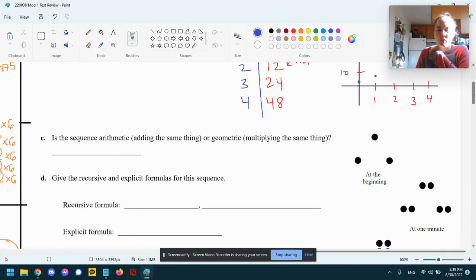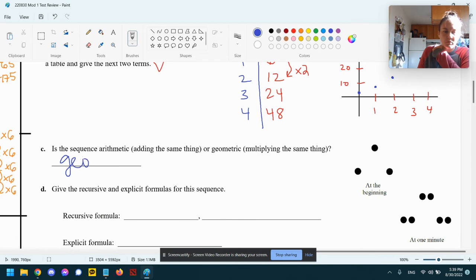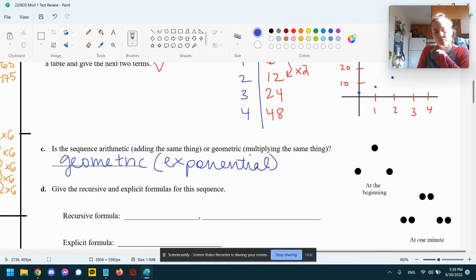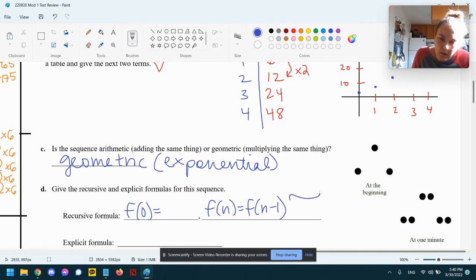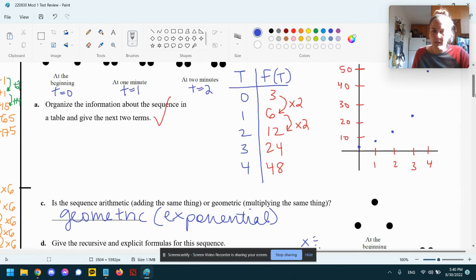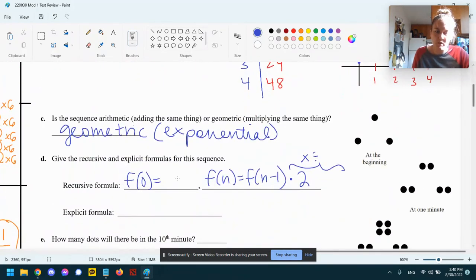Is the sequence arithmetic or geometric? It is geometric. We can also think of this as exponential. The recursive equation thus is f of 0 equals something and f of n equals f of n minus 1, and then this is times or divided by something. Here it was times 2, so here we'll put times 2. f of 0 was 3, because that was the beginning, so we'll put a 3 here, and we're done with our recursive formula.